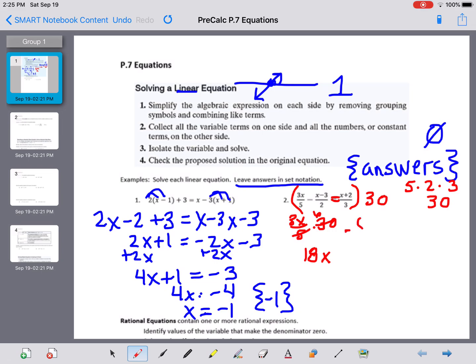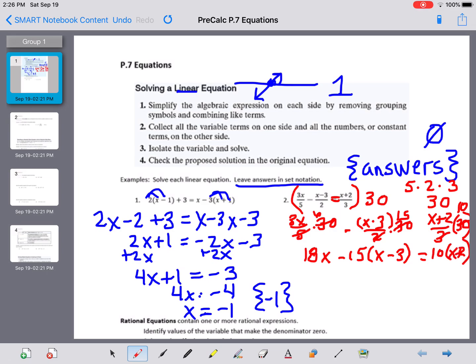Negative x minus 3 over 2 times 30. My 2 and my 30 can reduce to 15. And now I'm really distributing a 15 into this. I'm going to write it -15 times x minus 3 to catch that negative with the 15. And finally, I see my equal sign, and I see x plus 2 over 3. When I multiply that times 30, the 3 and the 30 reduce to 10, and I'm really doing 10 times x plus 2. I have no more fractions because I multiplied by this common denominator, which helps simplify them all down.